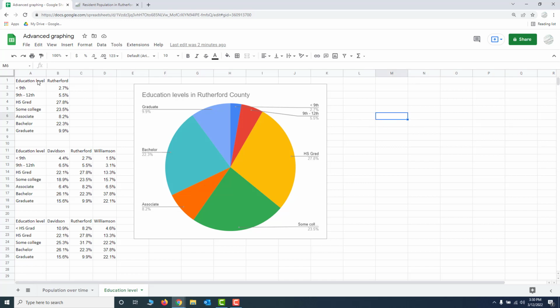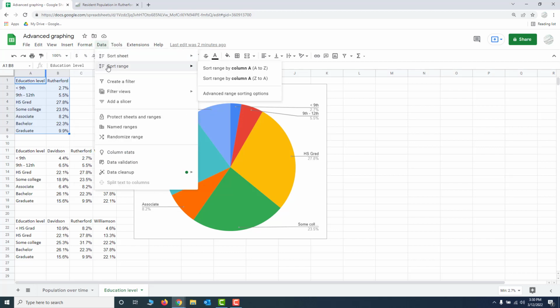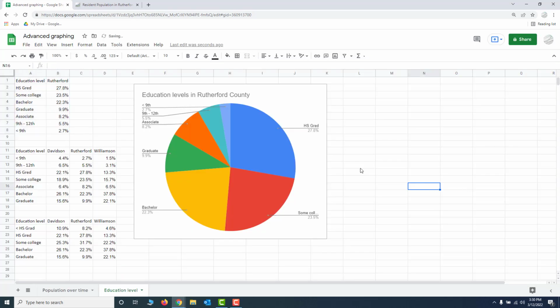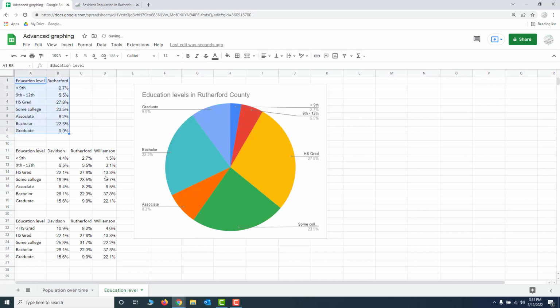One solution is to sort the slices in some kind of order. For example, here I could choose Data and Sort range and sort the data by the Rutherford County education level, maybe in, let's go with descending order here. Okay, so that makes it a little bit easier because now they're ordered from smallest to largest, in a counterclockwise fashion. So now I can go around and go, okay, that must be the biggest one. Sure enough, that's the second biggest, third, and so forth, all the way around. If you go clockwise, it's a little bit easier. So that's one solution, still not a perfect solution.